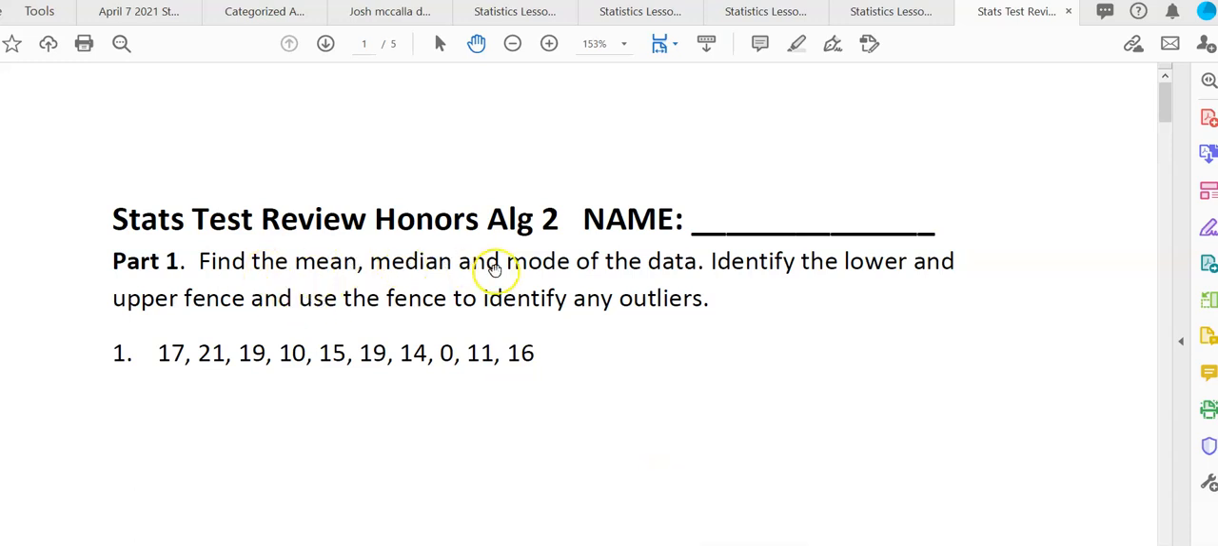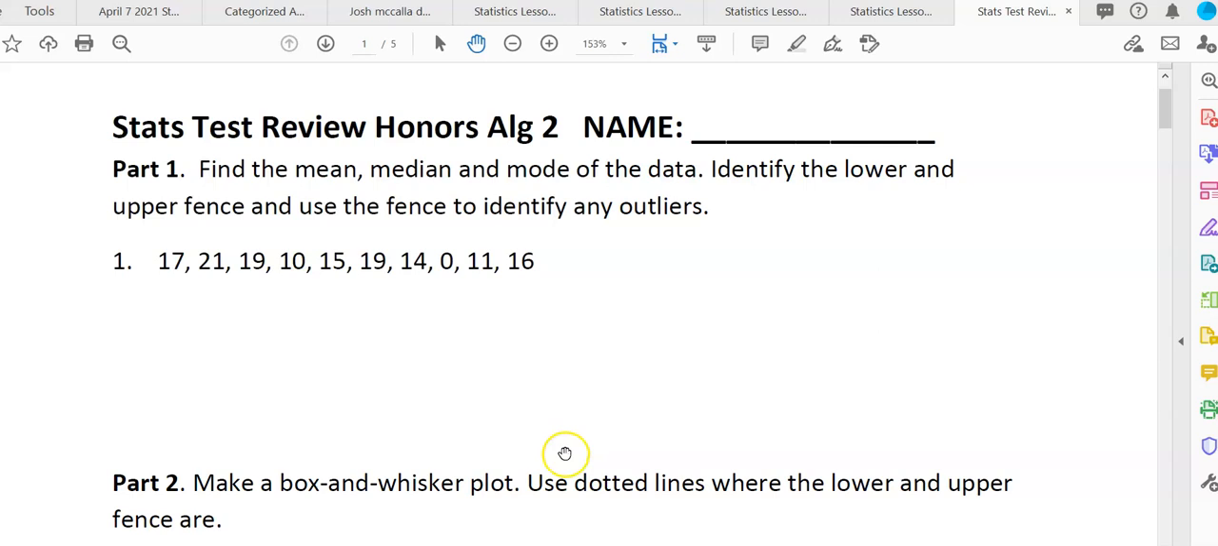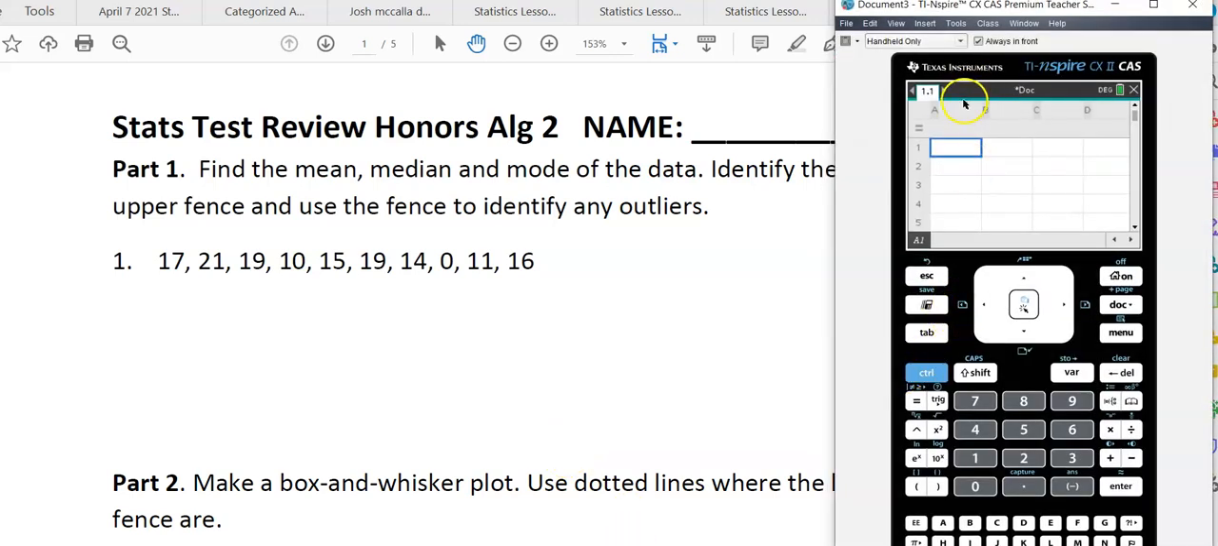Okay, so we're supposed to find the mean, median, and mode of the data, and identify the lower and upper fence. There's a lot to do. I'm going to use my calculator for this. I'm just going to call this data.